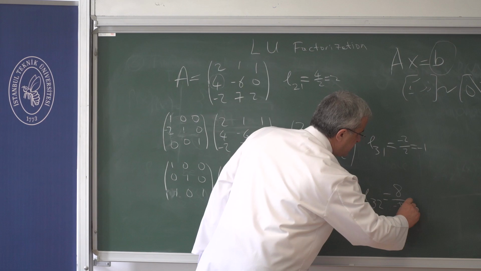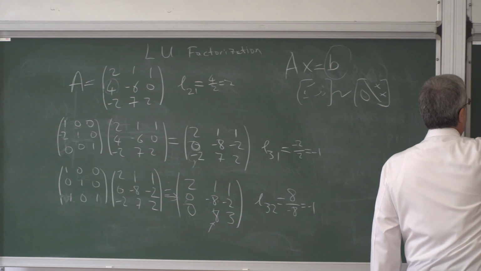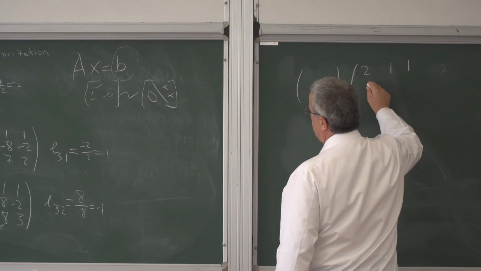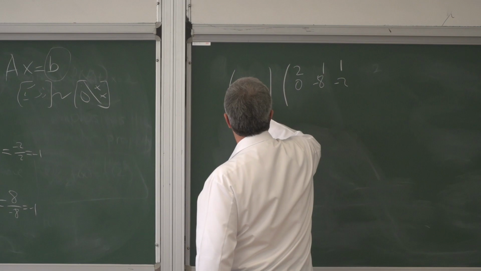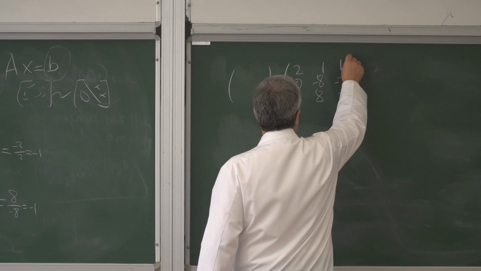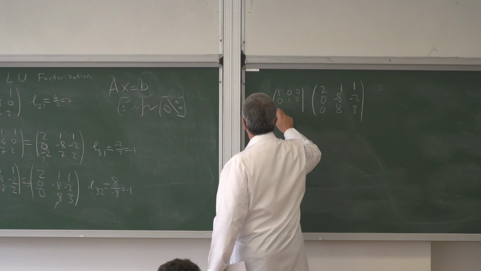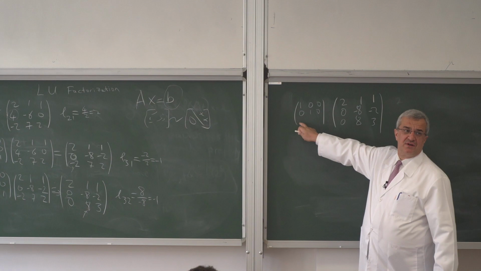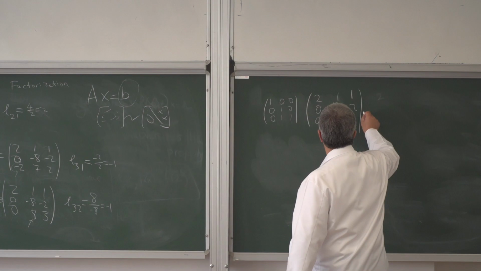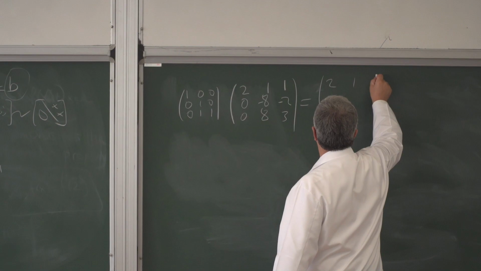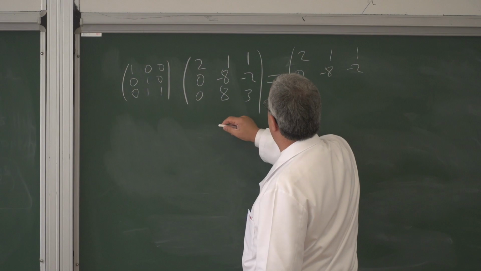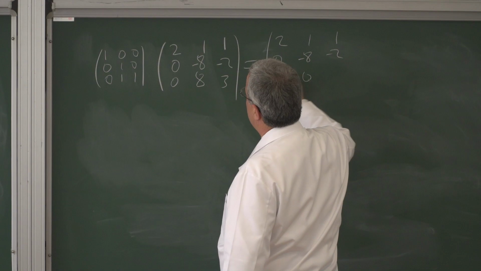So what happens in that case is that I will multiply 2, 1, 1, 0, minus 8, minus 2. And this is 0, 8, 3. There is a reason why I am doing this. You will find out very soon, okay? So what's going to happen here? 1, 0, 0, 0, 1, 0. Then what do I have here? 0, 1, 1. So the result is first row doesn't change. Second row doesn't change by this multiplication. Third row becomes 0. So minus 8 plus 8 is 0. Minus 2 plus 3 is 1.